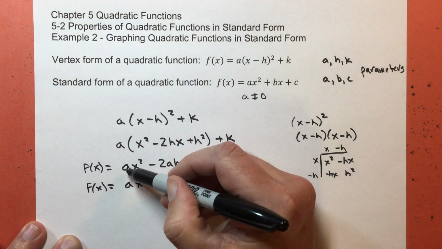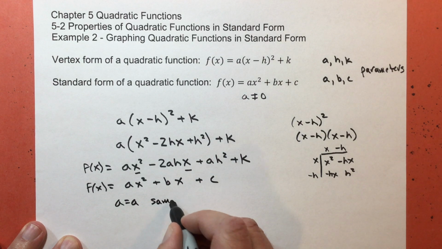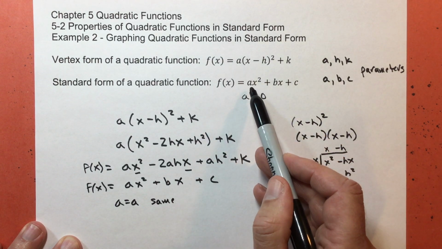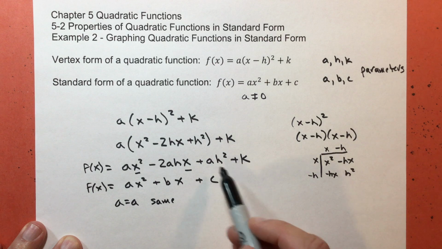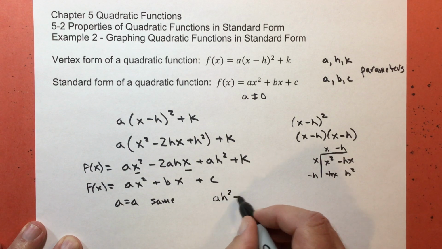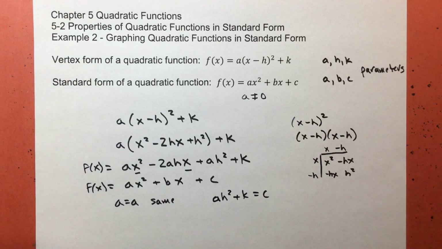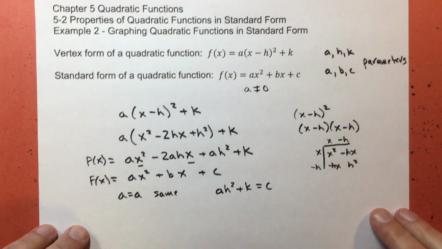So check these out. The a's are the same. So a equals a. So that a is the same as that a. This part right here, the a times h squared plus k, that's the same as whatever c is. And that looks like it might be complicated and you might need to remember that for later. You don't. It'll be okay. But this is the big one. This is the important one, okay?